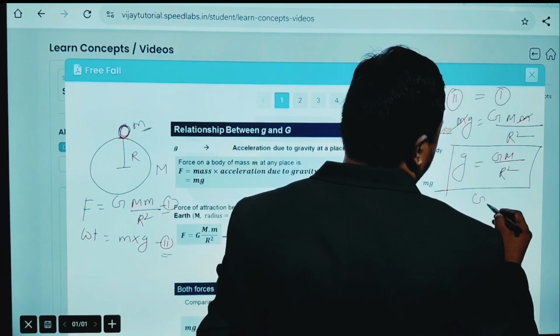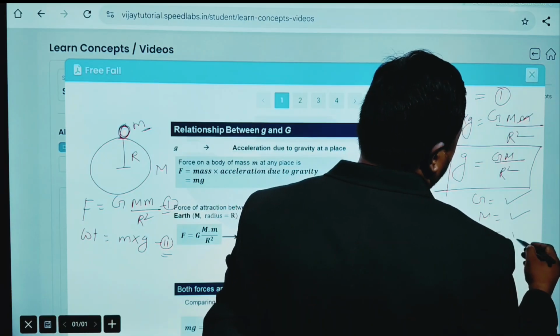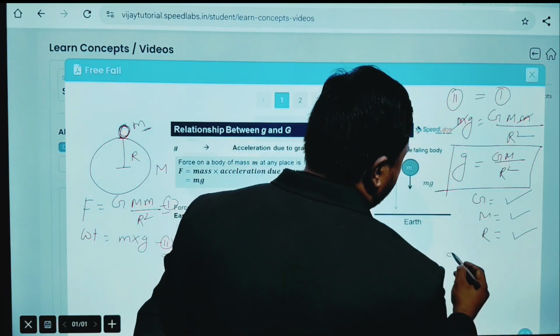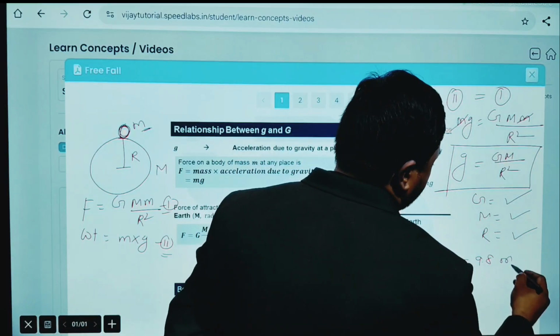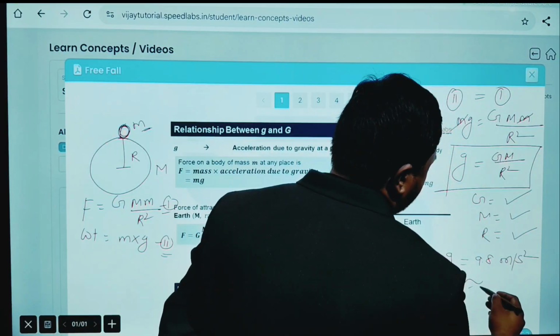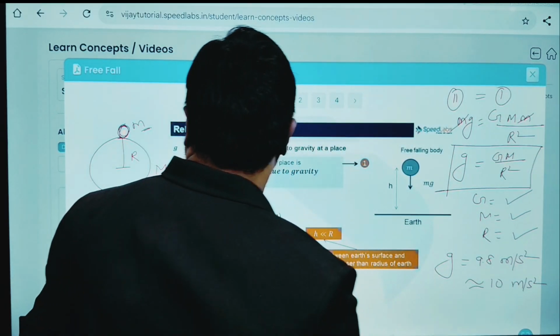Now we know the value of capital G. Substitute it. Mass of the earth we know, radius of the earth we know. Okay, so from here we can get the value of g. If you solve, you get 9.8 meter per second square. For simplicity, we are taking 10 meter per second square. Yes or no? You can see here.